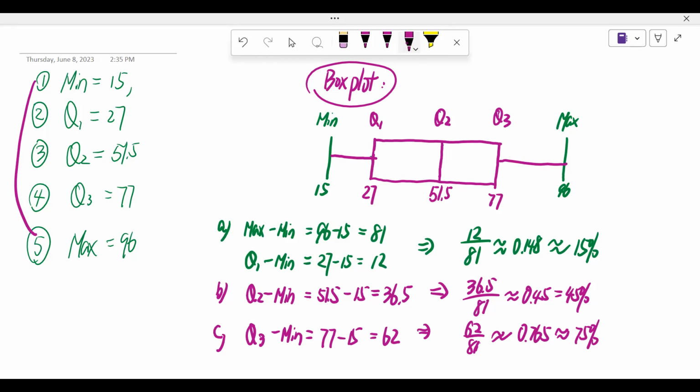So basically from the box plot, we can see a lot of useful information. We can see the distribution of data values. For example, that 15% here, right? And between quartile 1 and quartile 2, that's 30% of the data. Between quartile 2 and quartile 3, that's 30% of data. And the last part is 25%.